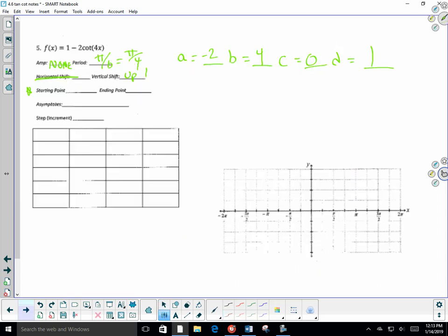So going back here, we're going to find our starting point for cotangent by setting bx minus c equaling 0. And we're going to find our ending point by setting bx minus c equaling pi. By doing that, we're going to find where our vertical asymptote should be. So in this case, the bx minus c is just 4x. So 4x equals 0, and I divide by 4, I still get x equals 0. And if I have 4x equal to pi, and I divide by 4, I get x equals pi over 4. So I know my starting point is 0, ending point is pi over 4. I can fill those values in.